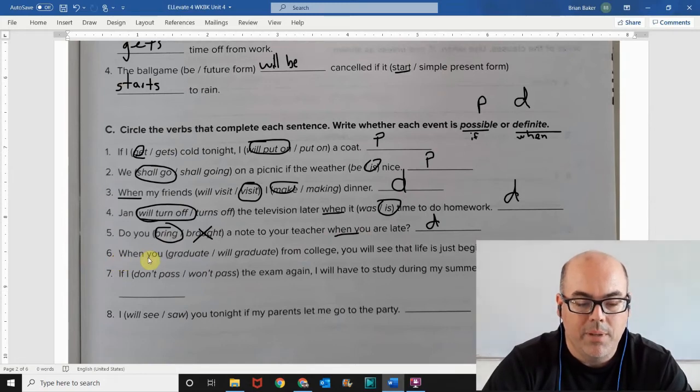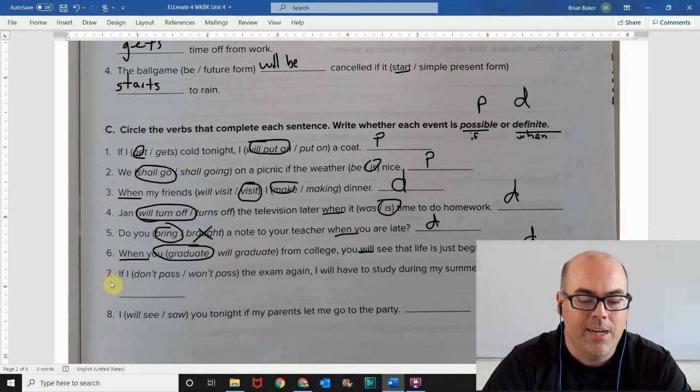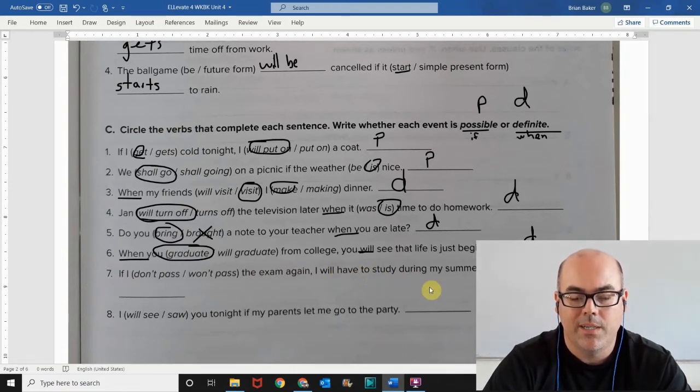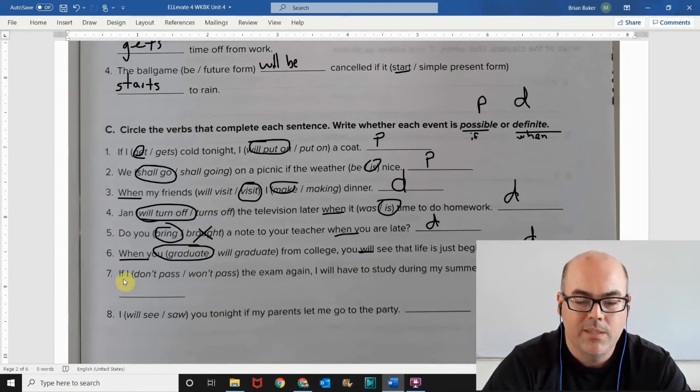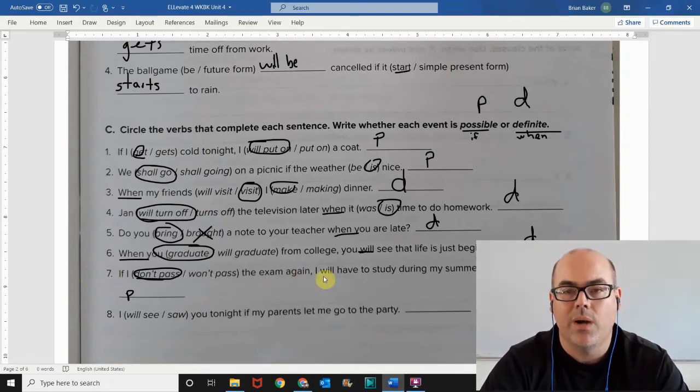Let's go to number six. When you blank from college, you will see that life is just beginning. We know it's definite. Let's go ahead and mark that. This one has the will, so this one needs to be simple present. So when you graduate, you will see. Number seven, if I blank the exam again, I will have to study during my summer vacations. If is possible. So if I don't pass the exam again, I will have to study.